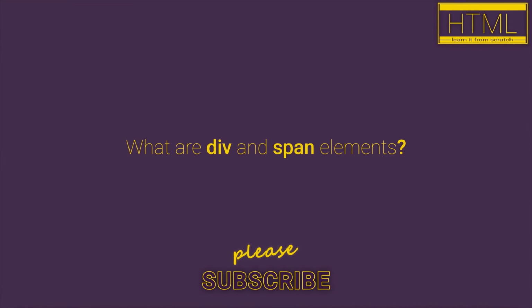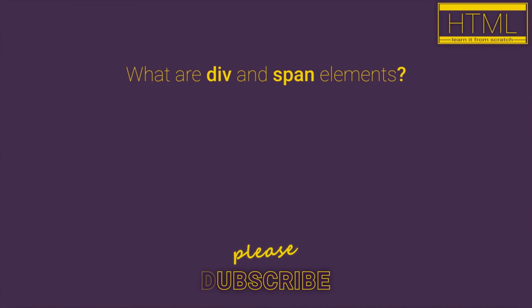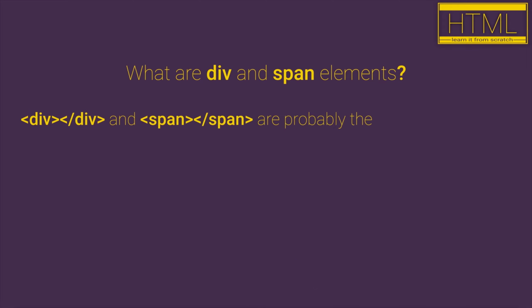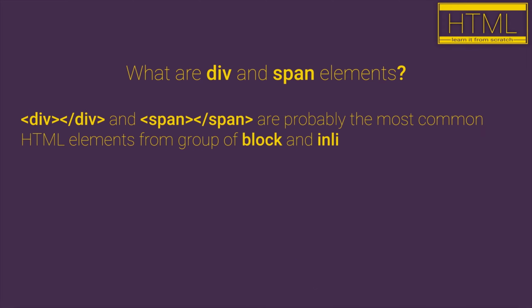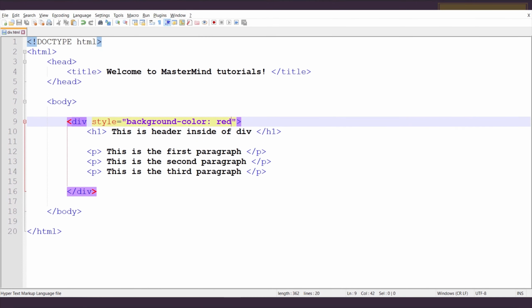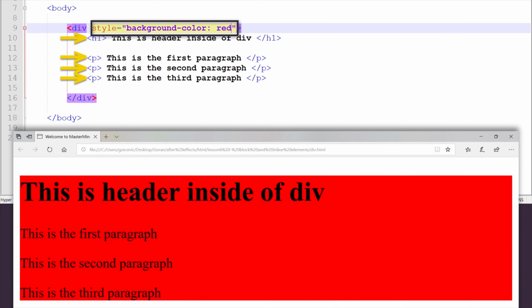Are div and span HTML elements. Now, div and span are probably the most common HTML elements from the group of block and inline elements. For example, div is the most common block HTML element that we usually use to group other HTML elements inside of one block, and that way, with div we can control or customize a complete block.